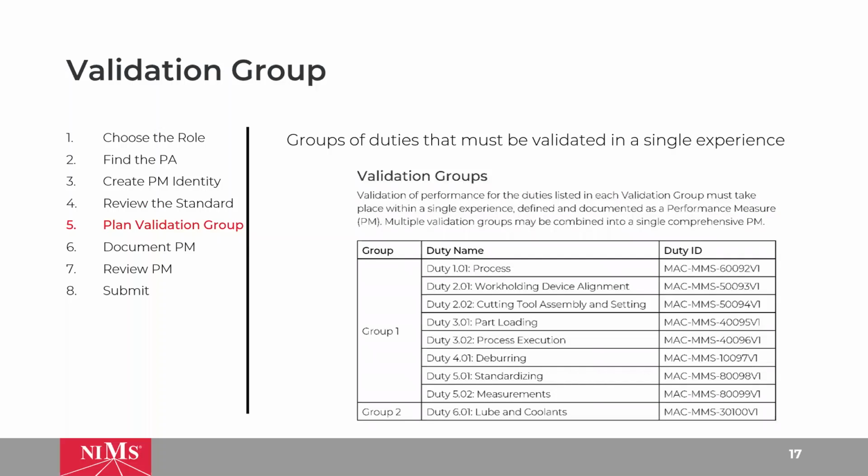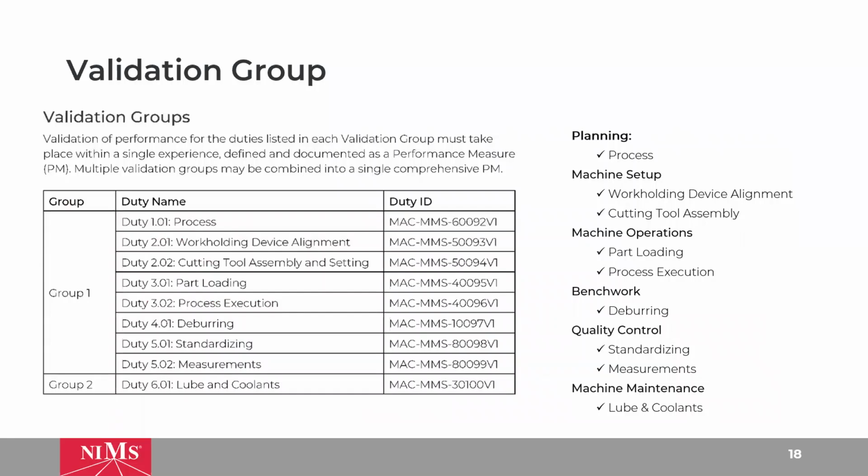Now, after you've done that, you need to check the validation group. You can find this in the performance agreement, and the validation group tells you how the duties are grouped that must be performed in a single experience. As you can see here, this is the validation group for manual milling specialist.